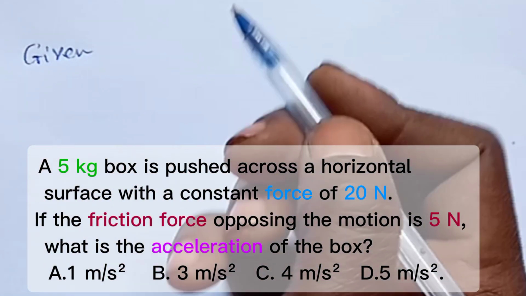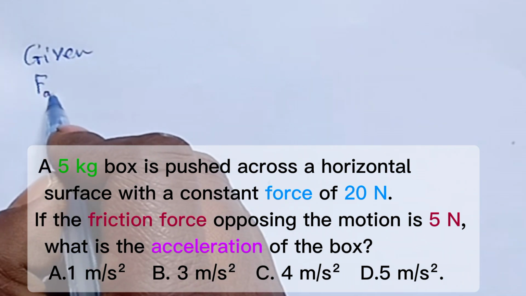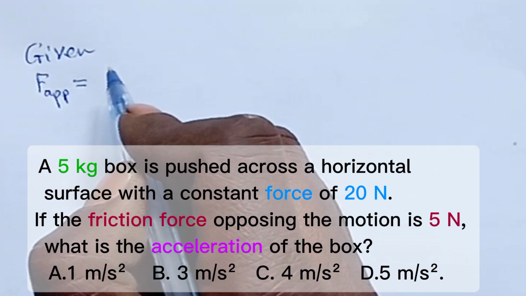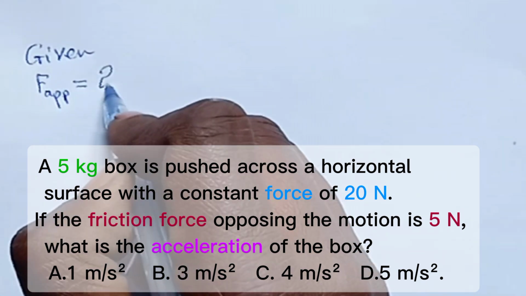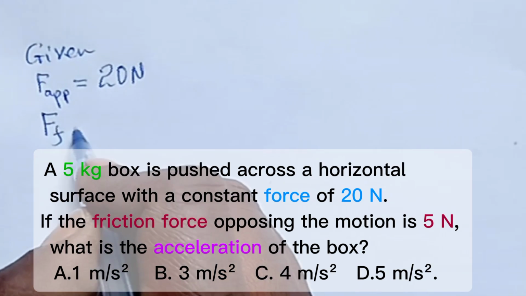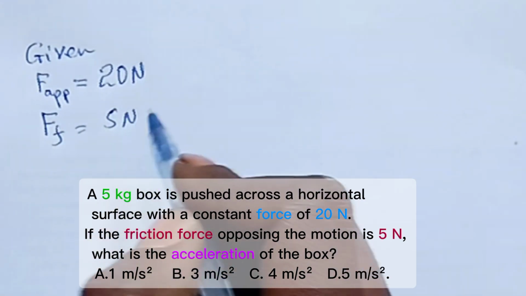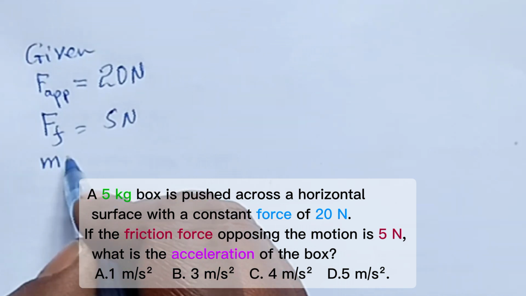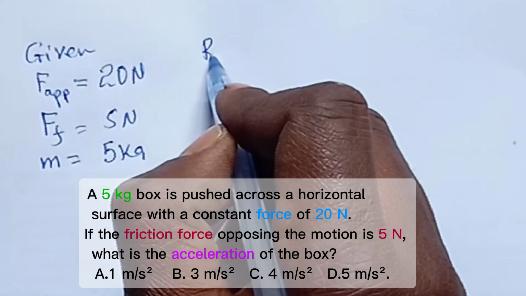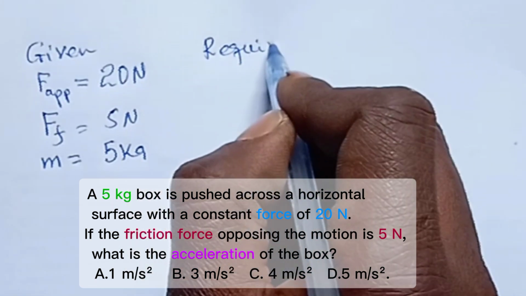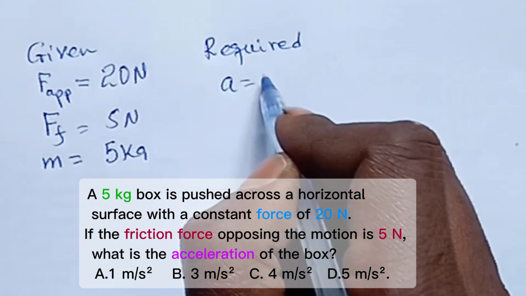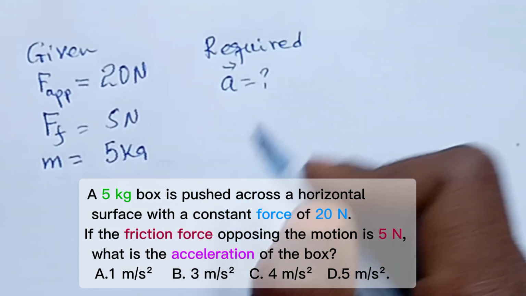Given: Applied force, the force acting on the box, is 20 Newton. Frictional force is 5 Newton. Mass of the object is 5 kilogram. Required: acceleration.